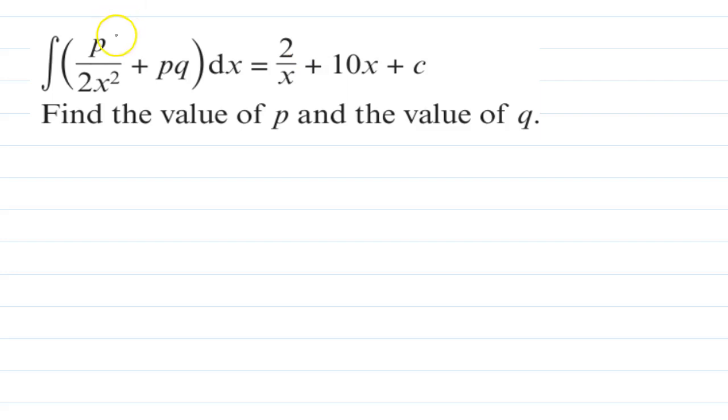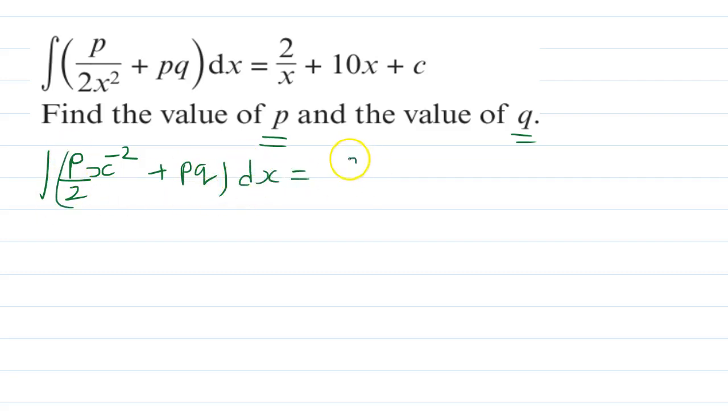Let's go for another question. In this question, it is written the integral of p/(2x²) + pq dx is equal to 2/x + 10x + c, and you need to find the values of p and q. Yeah, so let's do this question. So you can write down p/2 times x^(-2) + pq, dx, and that is equal to 2/x + 10x + c.